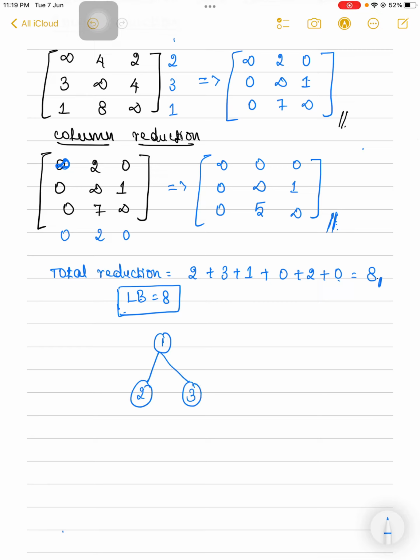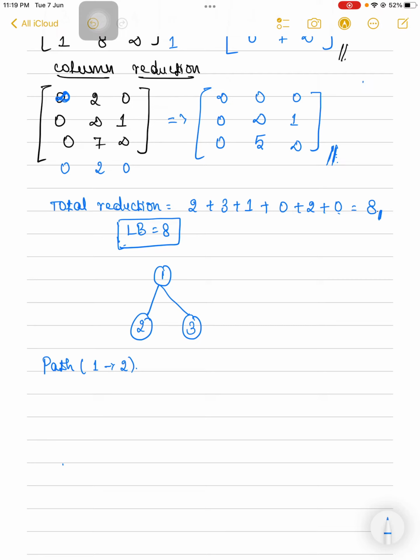So through which vertex if you traverse, we will be able to get the least cost. We need to identify that now. Before we choose the vertex, we need to identify which vertex is going to give the least lower bound value. So the very first step is, we identify the lower bound for the path 1 to 2, and then for 1 to 3 as well. Compare these two, whichever gives you the least value, we'll proceed from that, right?